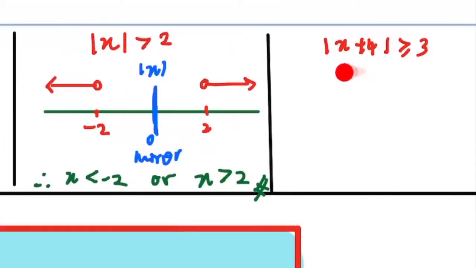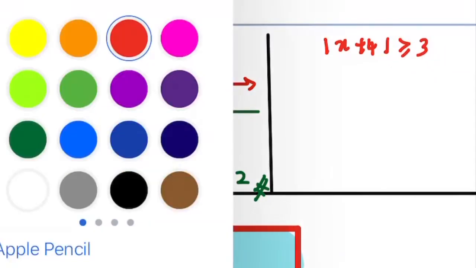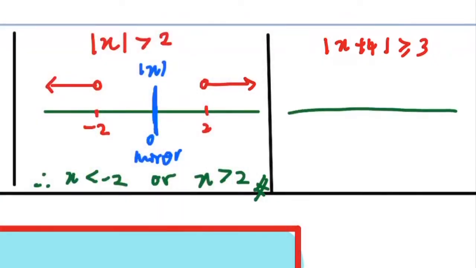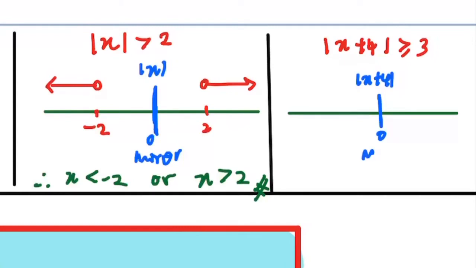Now let's try this question here: absolute value of x plus 4 is more than or equal to 3. Again, let's start with drawing the number line, and in the middle, whatever your absolute value is, this is the mirror, so everything will be reflected. Let's graph 3 included to the right, so the reflection will be the same distance 3, so this is negative 3.